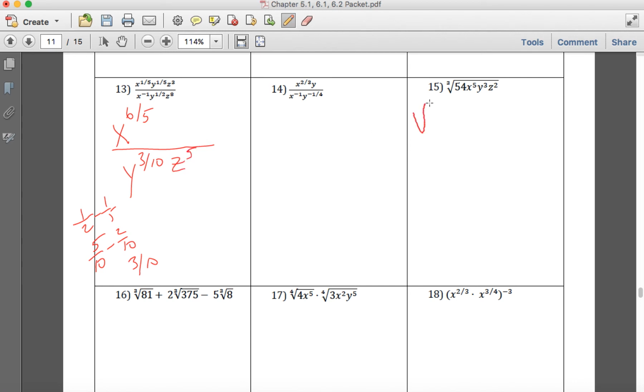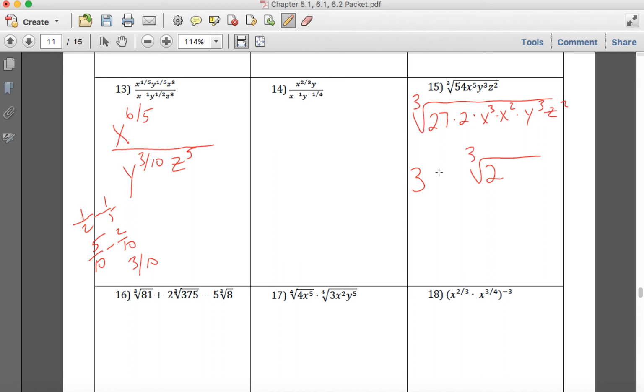Number 15. Any perfect cubes in 54? 27 times 2. X to the 5th I'm going to write as x cubed times x squared. I'm going to bring this down. Bring this down. Cube root of 27 is 3. Cube root of 2 we can't do.